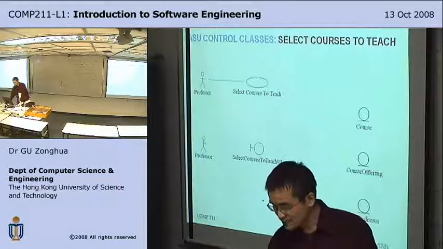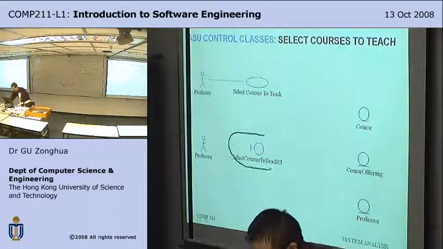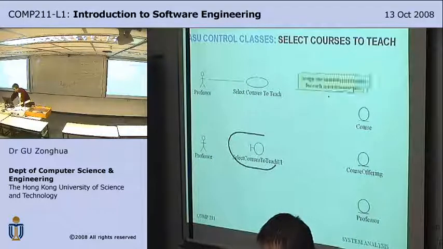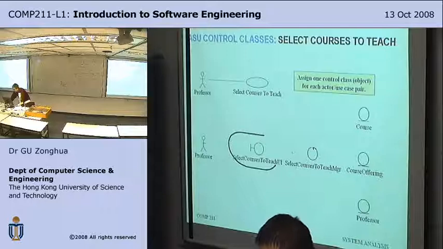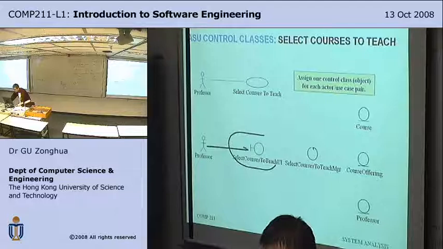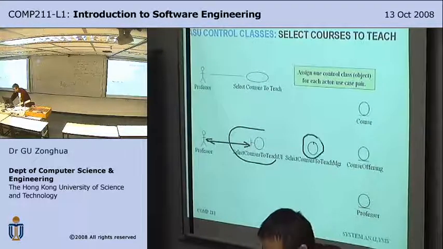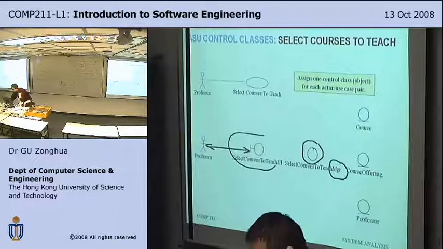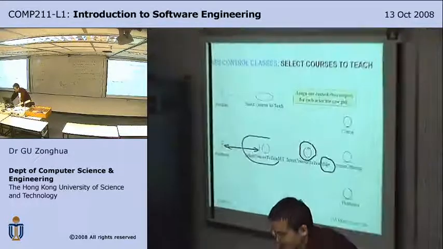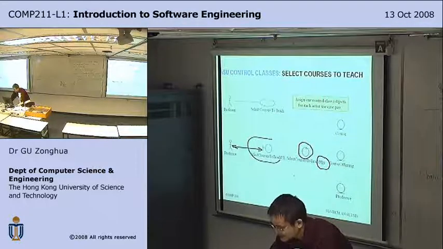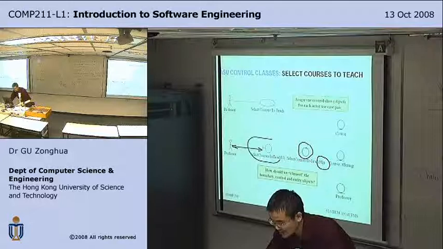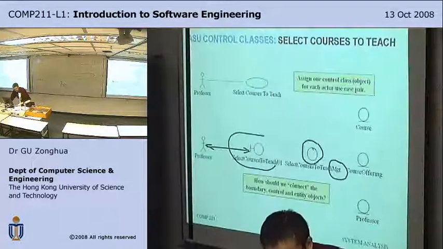So here's the example where we have designed the boundary class and 3 entity classes. Now we add 1 control class for each actor use case pair. So actor, professor, use case, select courses to teach UI. Then we add 1 select courses to teach manager. We say manager because it manages the interactions among the UI and entity classes. So how do you connect the boundary, control and entity classes?